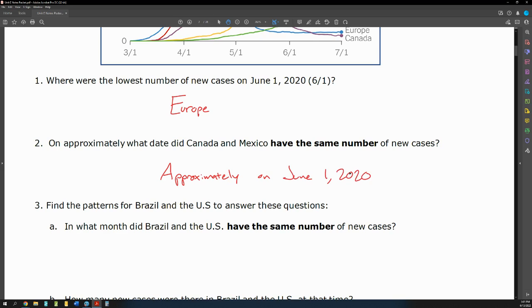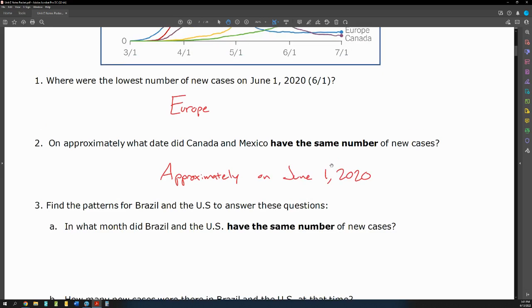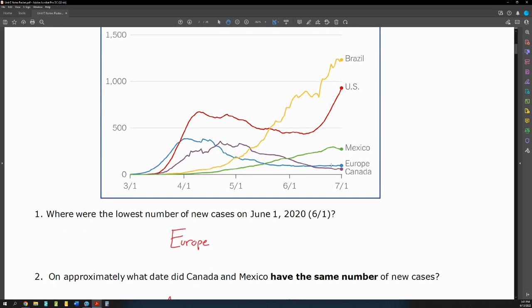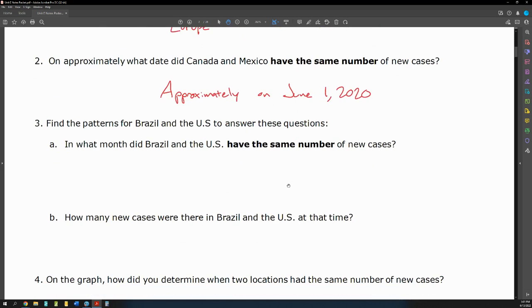For number 3, find the patterns for Brazil and the US to answer these questions. 3A. In what month did Brazil and the US have the same number of new cases? Taking a look at the graph, we have Brazil as this yellow line and the US as this red line. I see that they have the same number of cases right around here, which is between the dates 5-1 and 6-1. So that tells me that they must have had the same cases during the month of May.